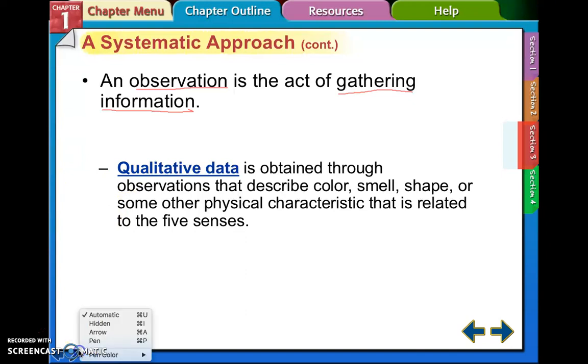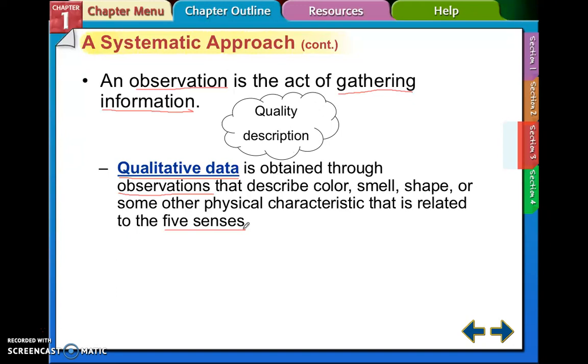So, qualitative data, you need to go ahead and write this, are observations that you get using your 5 senses. And we know what the 5 senses are: touch, taste, smell, hear, and see. So these are the 5 senses. Think of it this way.